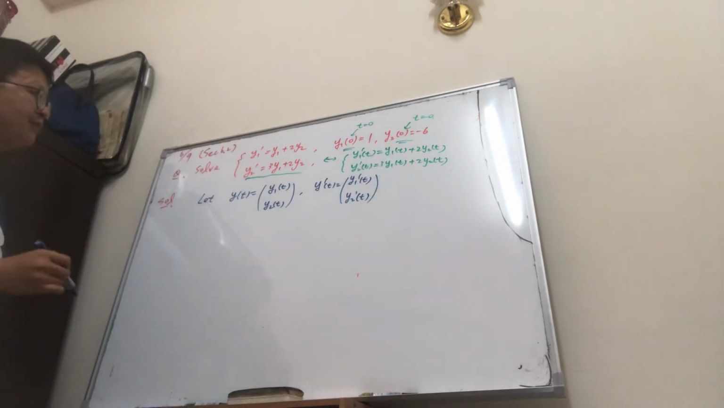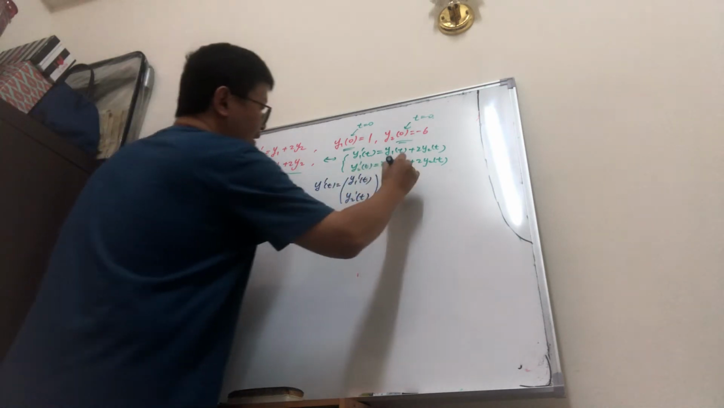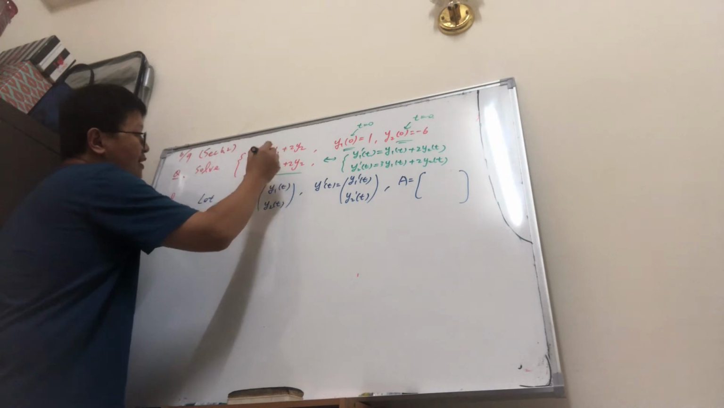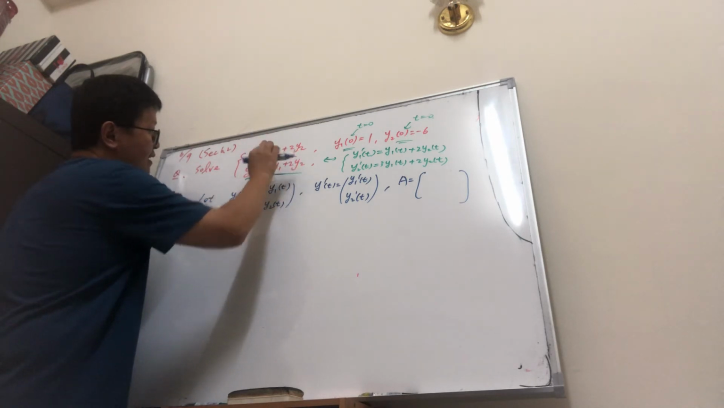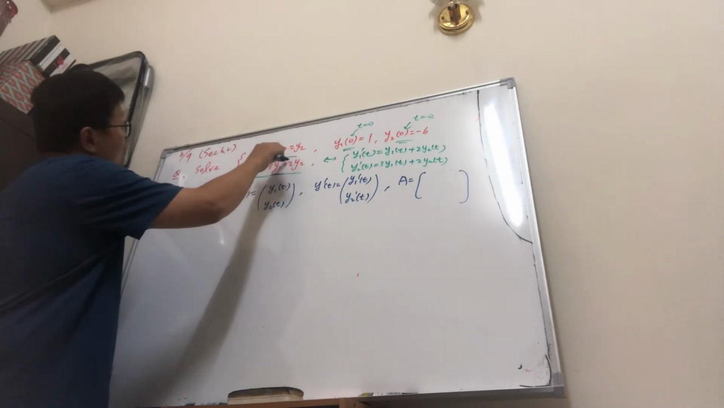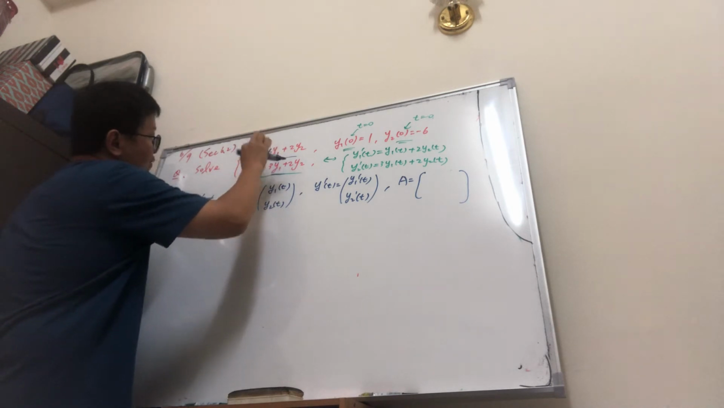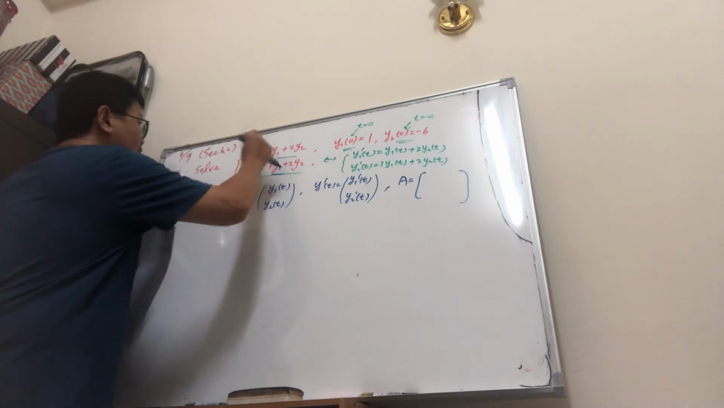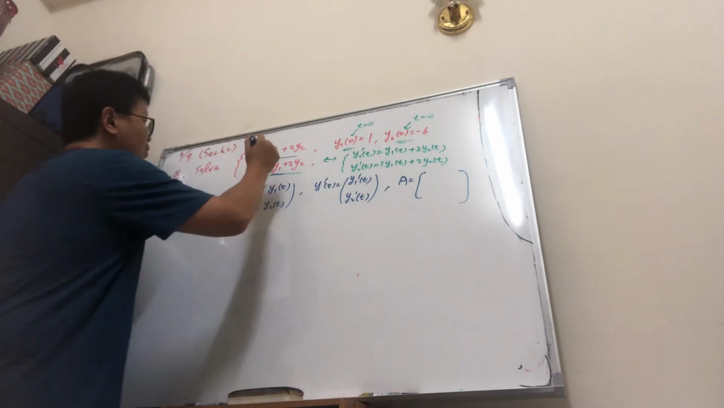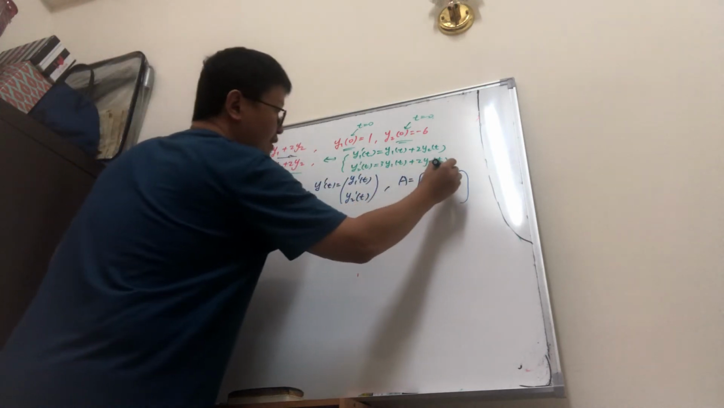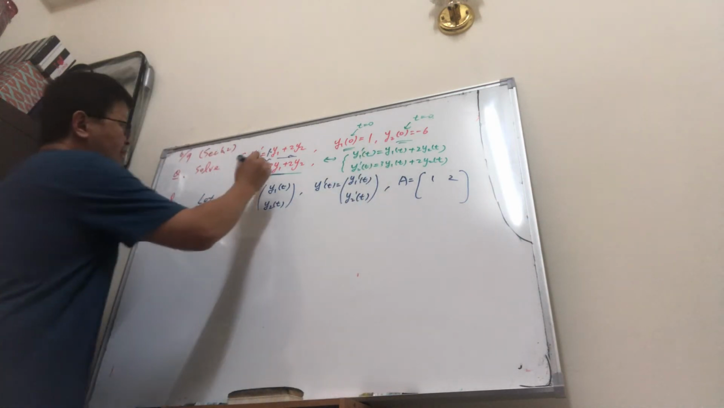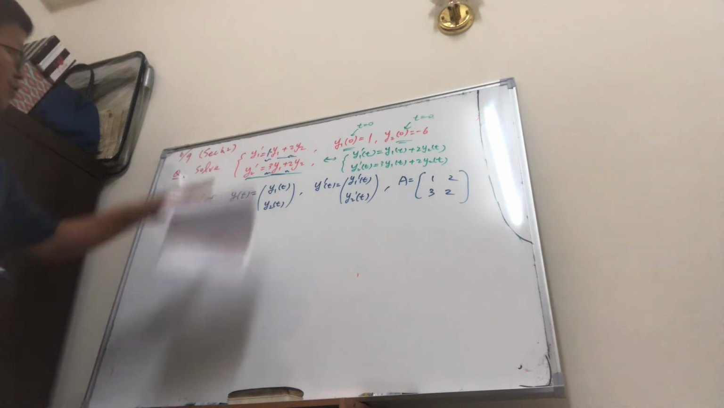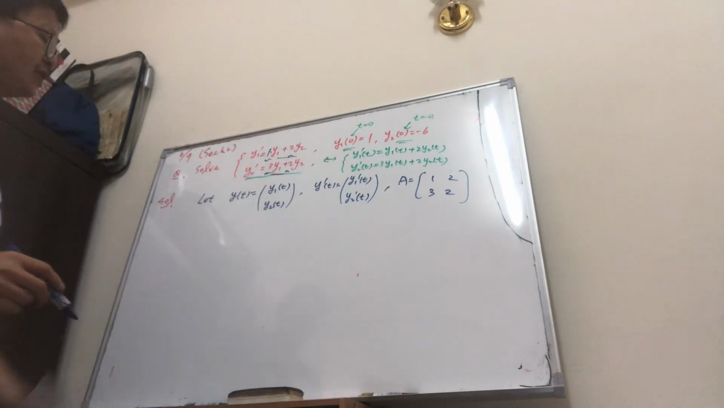And we consider a matrix A. For the matrix A, just consider the coefficient. It's something like a coefficient matrix. So for the first one, the coefficients are 1, 2, so put them in the first row, and 3, 2 in the second row. We consider their coefficients, and we denote it by A.